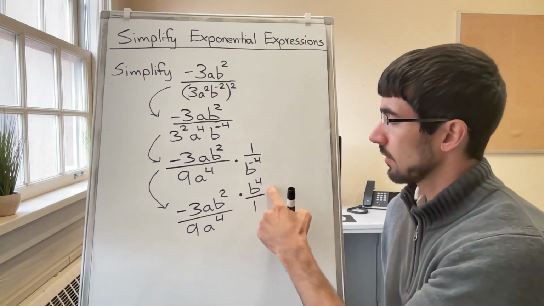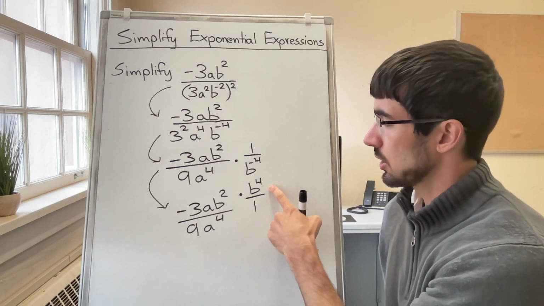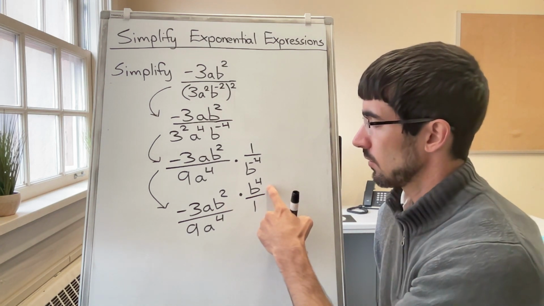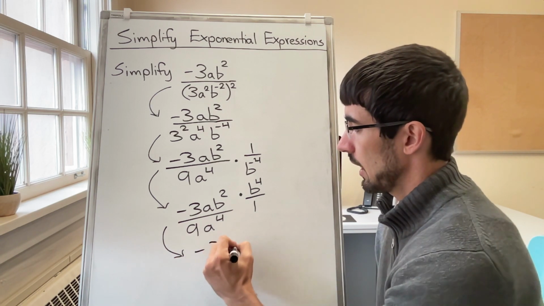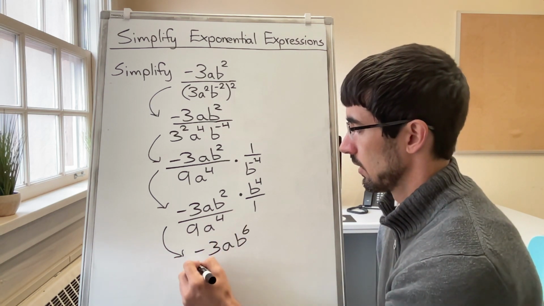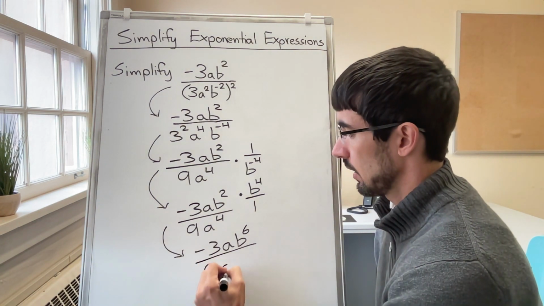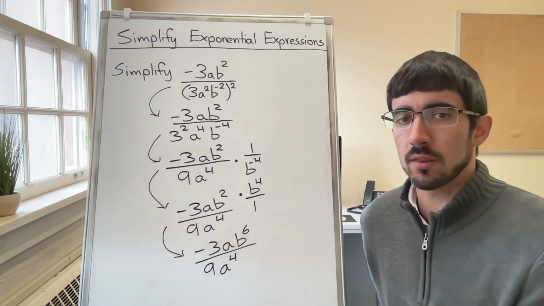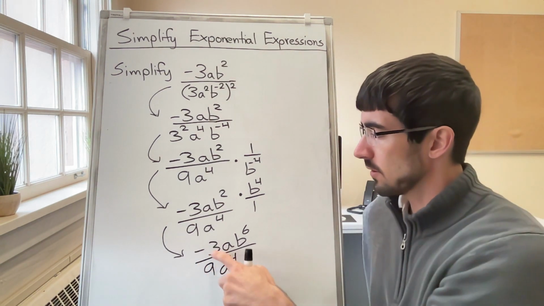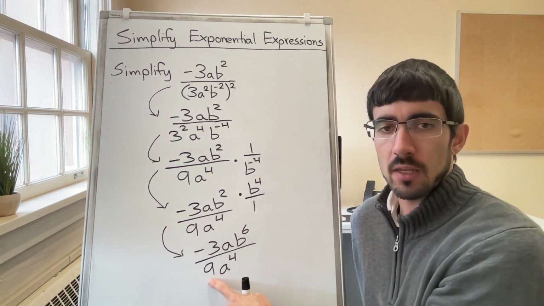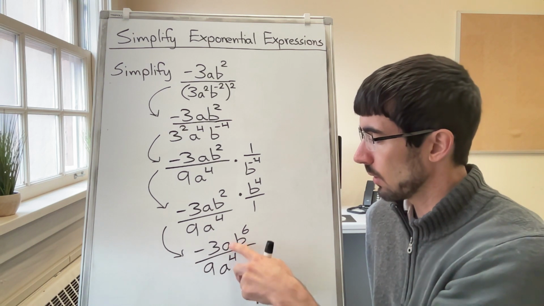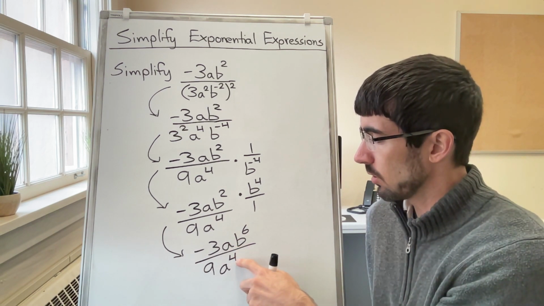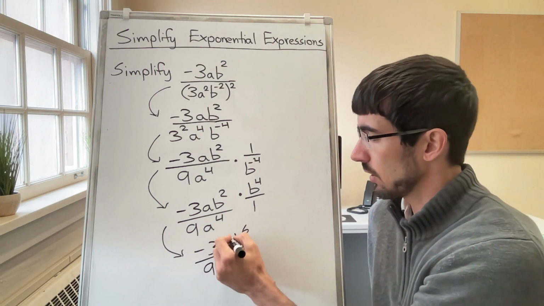Now let's combine some terms through addition. So I have b squared and b to the 4th. That gives me b to the 6th. We have negative 3a b to the 6th over 9a to the 4th. There are two more things that need to happen. First, these coefficients can be divided by 3. And second, we can eliminate a term of a. If you use an exponent rule there, that's subtraction on the exponents.